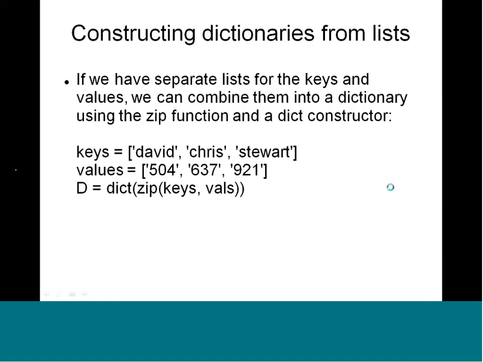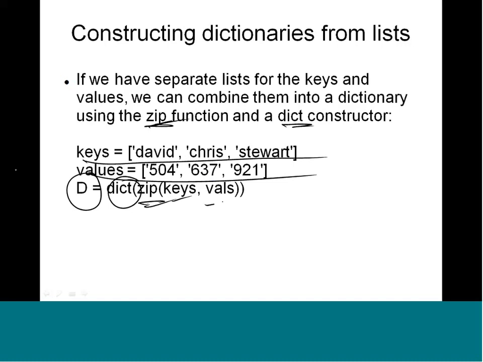Now, constructing dictionaries from lists. For this we can use the zip function. If there are two separate lists for keys and values, we can combine them into a dictionary using the zip function and the dict constructor. So the way to use it is we define the keys, we define the values, and then the dictionary variable equals dict zip keys with values.